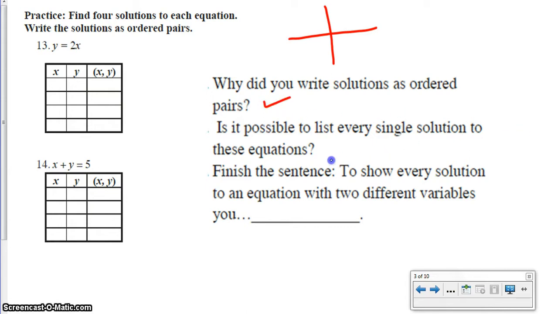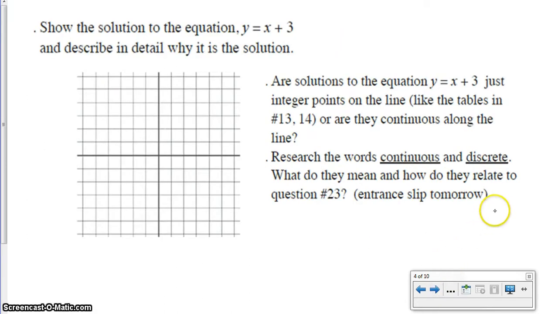It is not possible to list every single solution to these equations because the x-axis is a real number line for x values, and the y-axis is a real number line for all of the y values. To show every solution to an equation with two different variables, you would show the solution set as a graph. Very good.